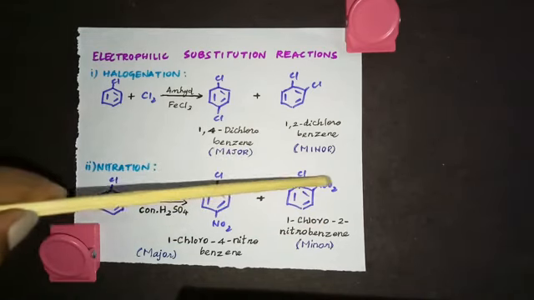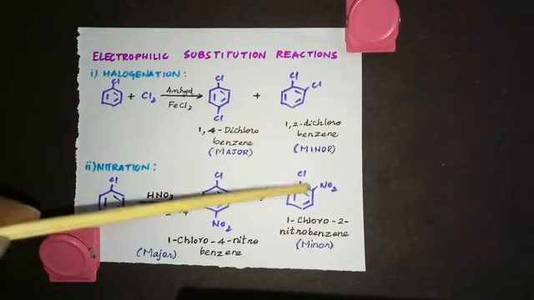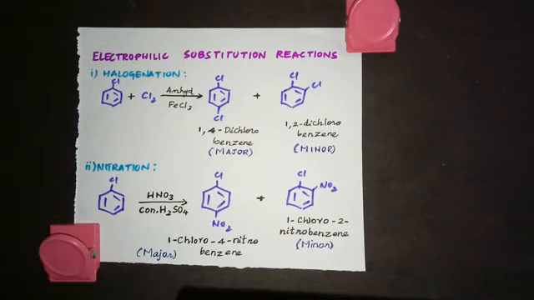So this is 1-chloro-4-nitrobenzene. This is 1-chloro-2-nitrobenzene. This is the second position on the benzene. So this is the major product. Para is the major product and ortho substituted product is the minor product. So in both the cases, the chlorine is directing the incoming electrophile to the ortho and para positions.